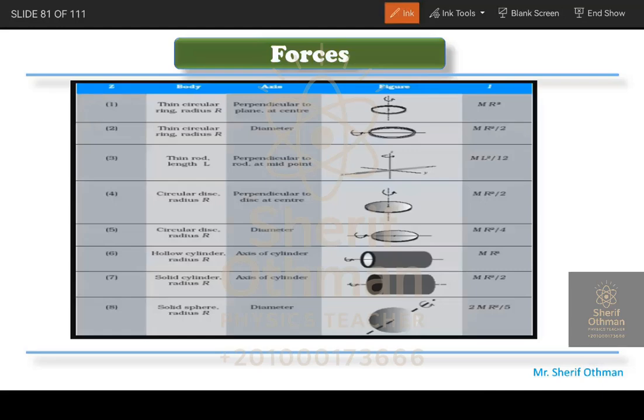Anyhow, you have to notice that I is always equal to a number, half, 1 over 12, 1 over 4, but by the end, this number is multiplied by mr squared. So the moment of inertia always has the same measuring unit, which is mass measured in kilograms multiplied by meters squared.